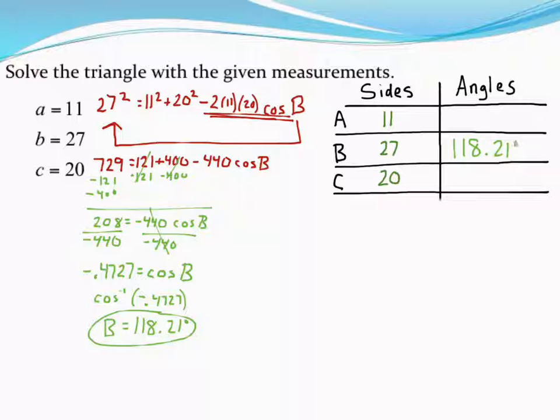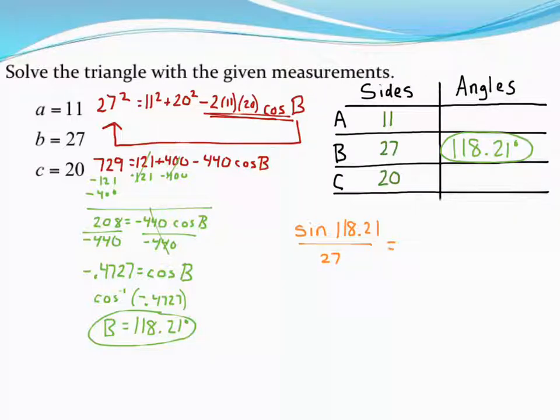Now, I could do law of cosines again. However, most people don't like to do that because law of cosines is a bit time consuming, and people prefer law of sines. Since I now have an angle-side pair, I can switch over and actually do law of sines. So that's what I'll do to find my next missing angle. So sine of 118.21, that's sine of angle B, over side B, this is the way law of sines works, equals.